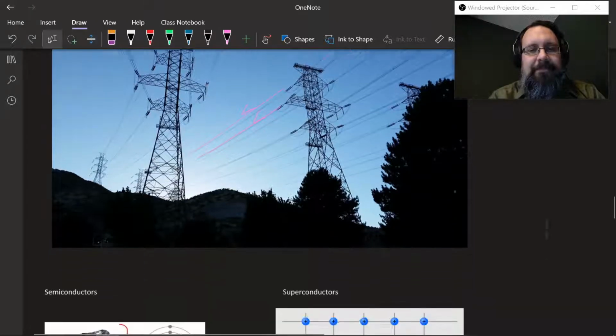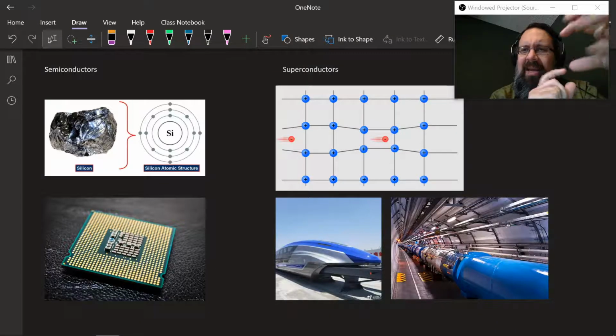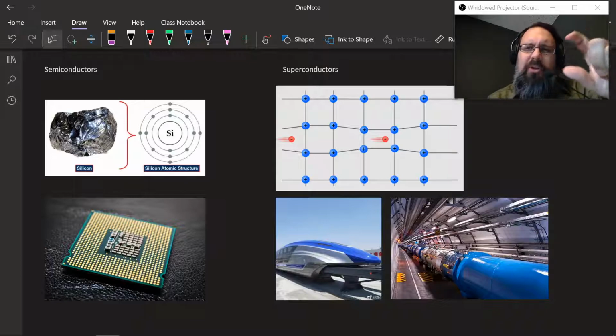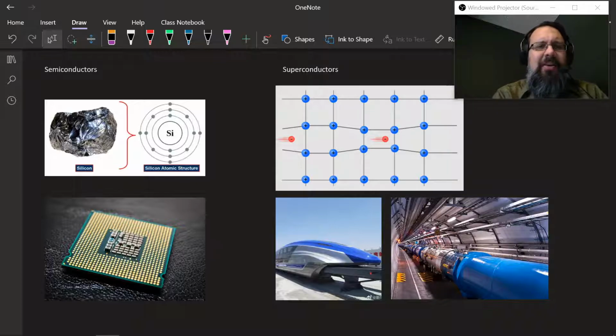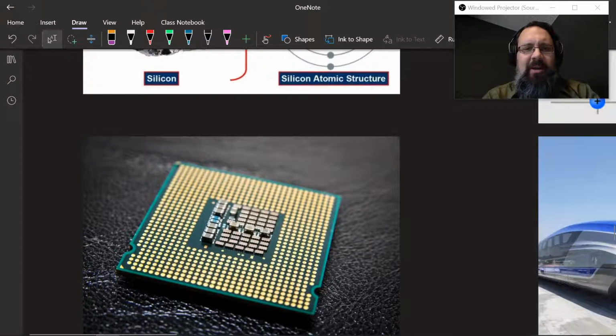You may have also heard of these materials. They're called semiconductors, and the other ones are called superconductors. Semiconductors are kind of in the middle. They're not good conductors, but they're not good insulators. They can actually be made to switch between conducting and insulating. They're borderline between being able to conduct and not conduct. It's usually silicon that they're made of. Computer chips and stuff like that are made out of silicon.